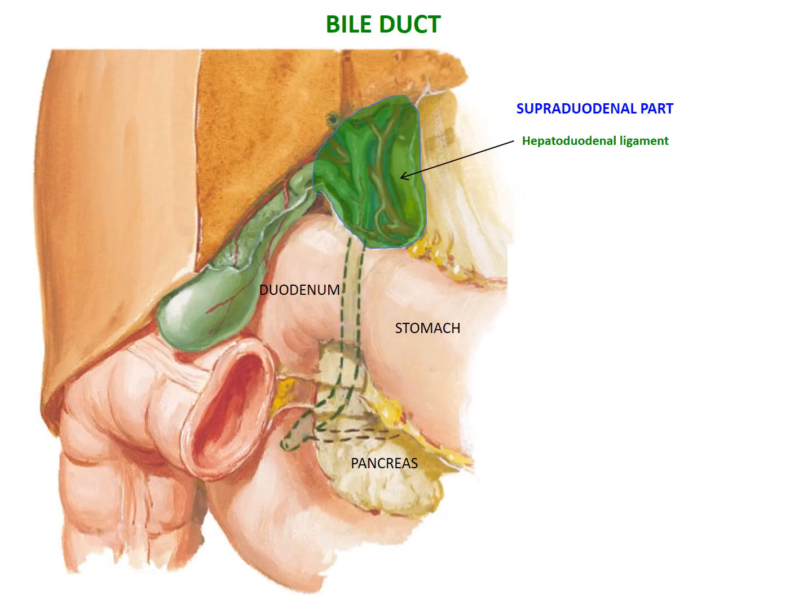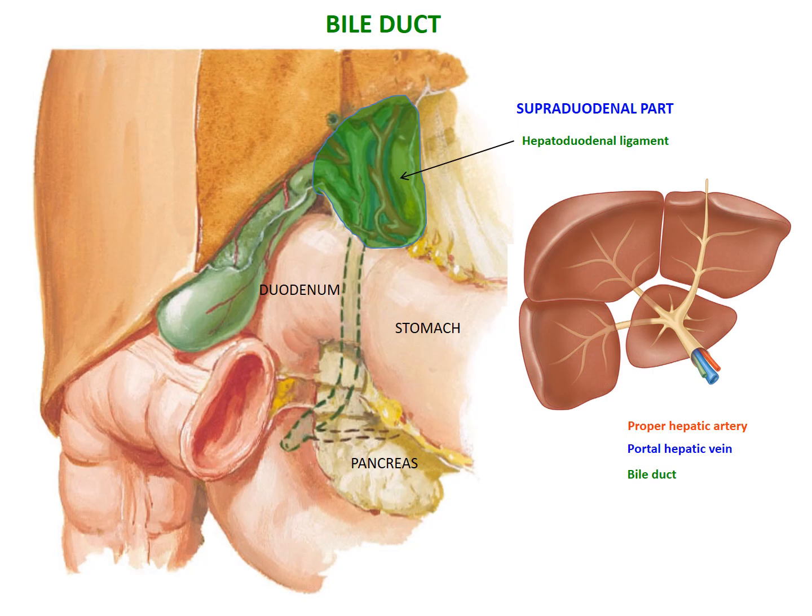The first part of bile duct, or supraduodenal part, lies inside the lesser omentum, or parts of the lesser omentum, which is called the hepatoduodenal ligament. Inside this ligament we have posteriorly portal hepatic vein, and in front of portal hepatic vein, left we have proper hepatic artery, and right we have bile duct.